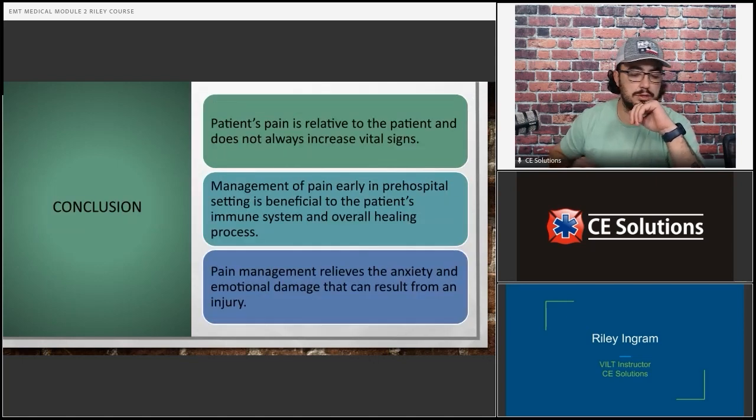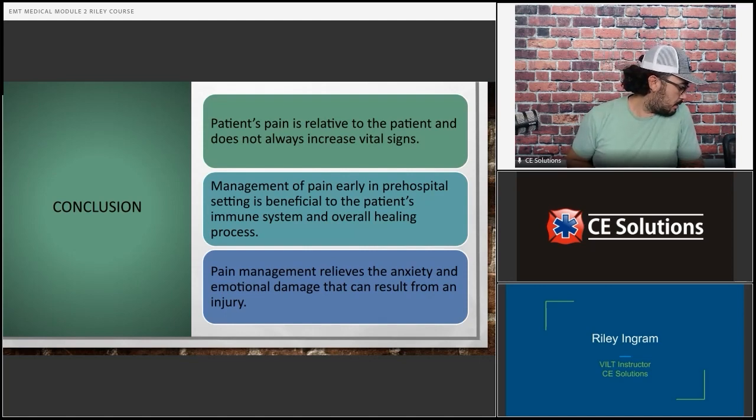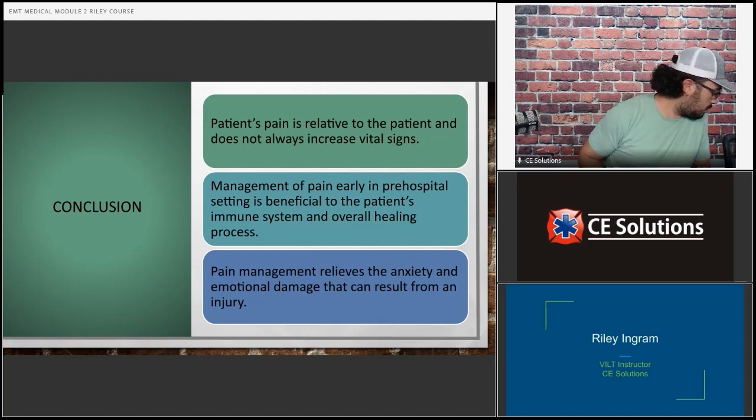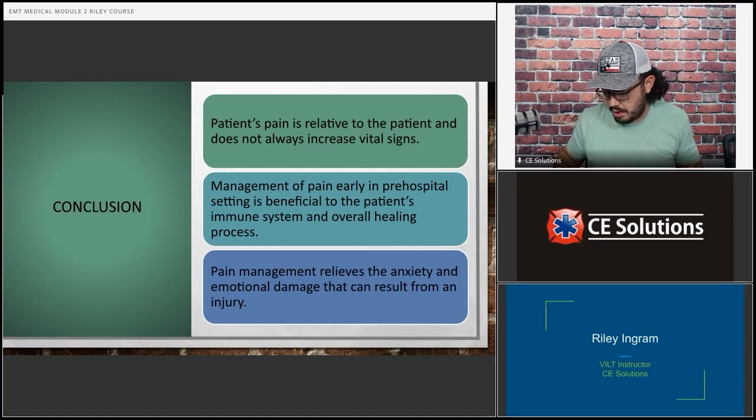All right. So conclusion for this first one. This patient's pain is relative to the patient and does not always increase vital signs. Management of pain in early pre-hospital setting is beneficial to the patient's immune system and overall healing process. And pain management relieves anxiety and emotional damage that can result from an injury. All right. That's all for that one there.